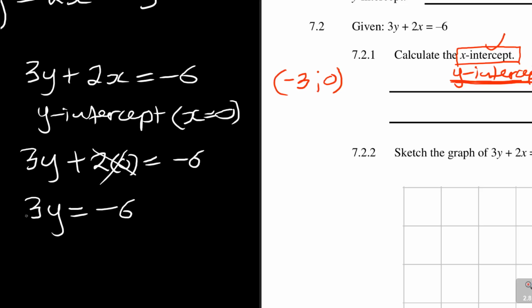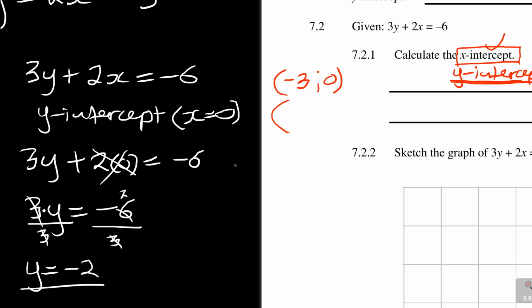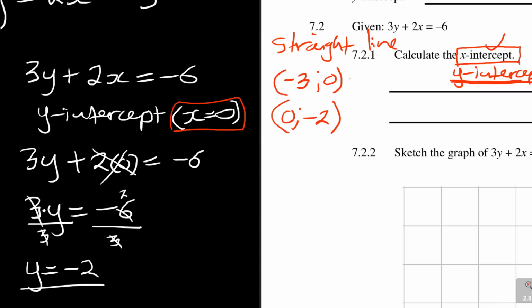How do I remove that 3? It's 3 times y. So divide by 3, divide by 3. So what is my y value? My y value is, 3 goes into 6 2 times, which is minus 2. Then I have another coordinate which says when x is 0, y is minus 2. Don't forget, you always start with the x coordinate. When you're drawing a straight line, you need 2 points because it's a straight line. So when you draw a straight line, you need how many points? These 2 points.